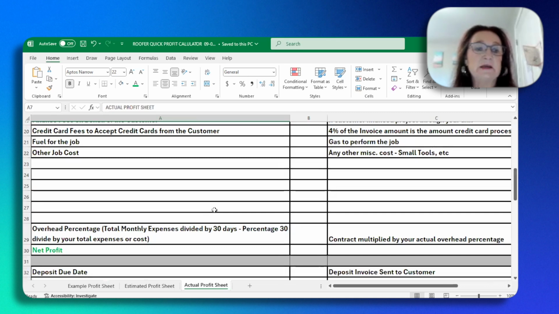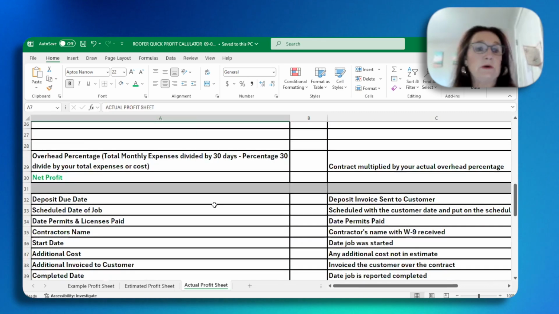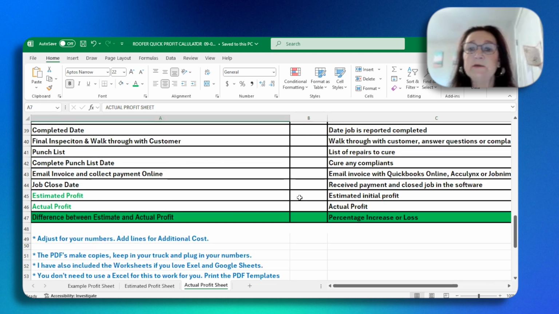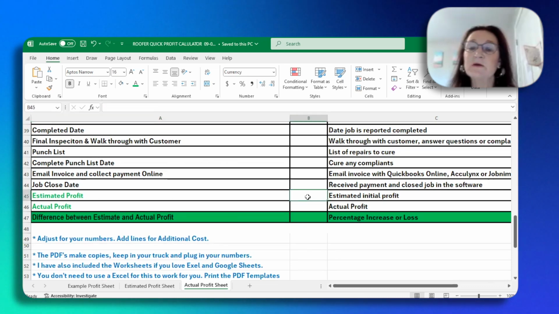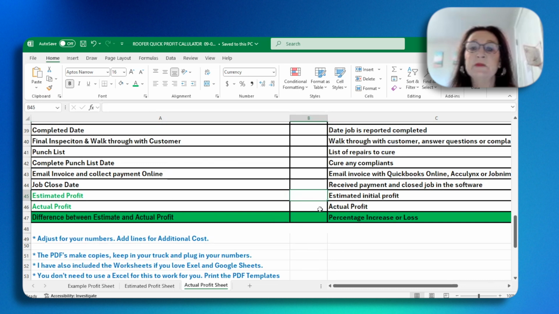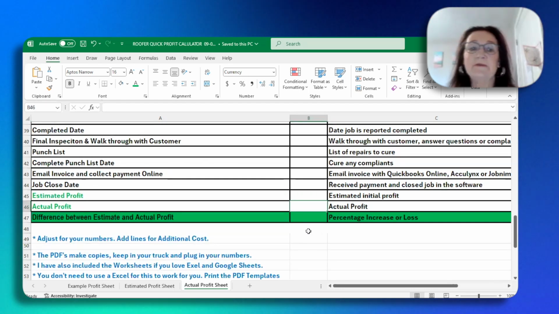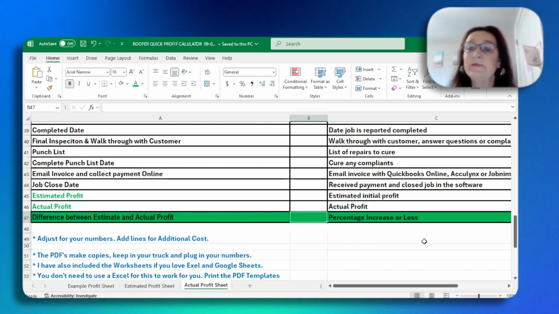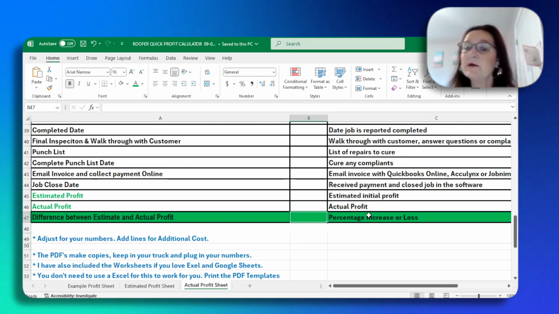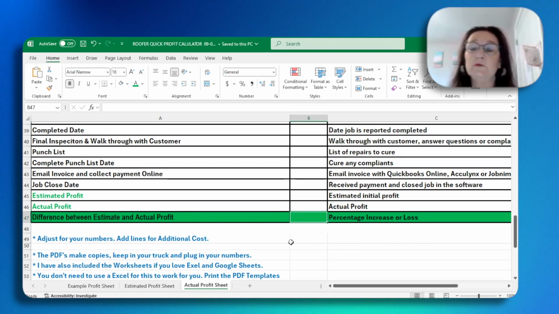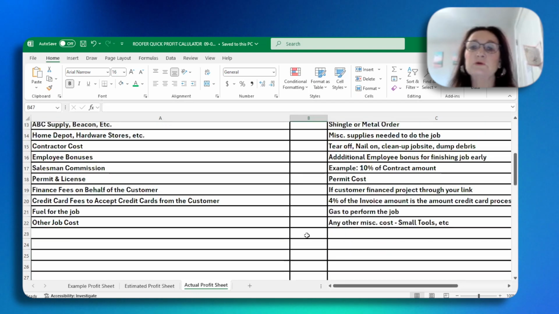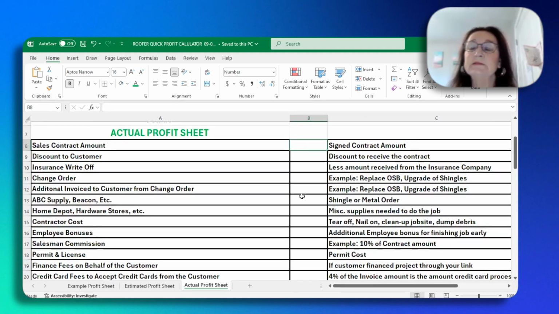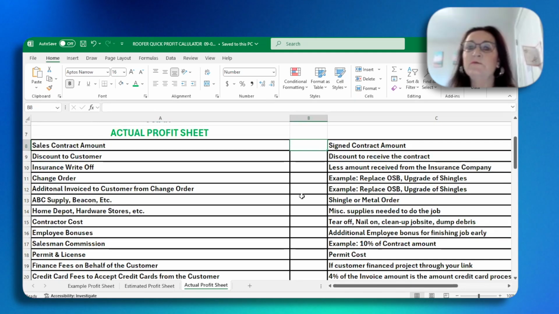At the bottom, to help you out with that, I have estimated profit. So whatever you estimated your profit was going to be, say it was $5,000, and your actual profit, if this was $6,000, then of course you made $1,000. Here you can put in the difference between the estimate and actual profit, and then you will see if you increased in profit on that job or if you lost. If you lost money on it, then you know that your contract price was too low up here, and so you can adjust that for your next roofing job, because we don't want to continue doing roofing jobs and losing money.